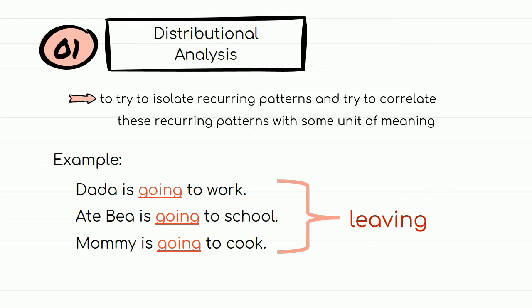So the child would understand that the word going is associated to the word leaving or walking away. Now, after understanding this unit of meaning, the child would then build a sentence or construct a simple sentence like Dada going, Ate Bea going, Mamay going. So these small utterances would mean, Dada, are you going? Ate Bea, are you going? Or Mommy, are you going? That is the idea of distributional analysis.